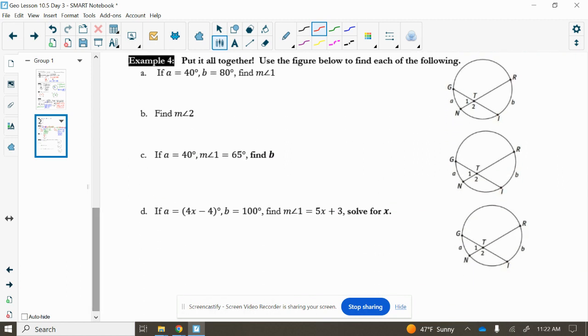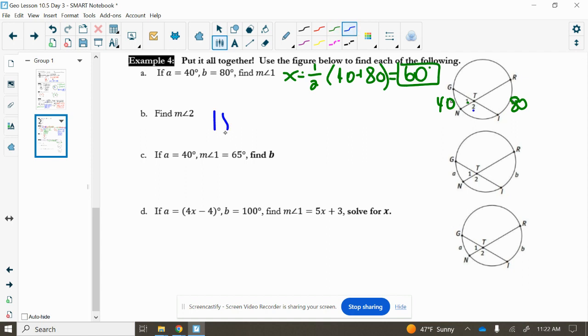All right, we have one last example. Putting it all together, we are going to use the figure to solve in each of the following. So in the first one, if they're telling us that arc A is 40 and arc B is 80, what's the measure of angle 1 on the inside? Well, again, we know that the measure of angle 1 is going to equal 1/2 of arc plus arc. So half of 40 plus 80 is 60 degrees. And then the measure of angle 2, its supplementary buddy next to it, would require us to subtract from 180 to then find angle 2 to be 120 degrees.